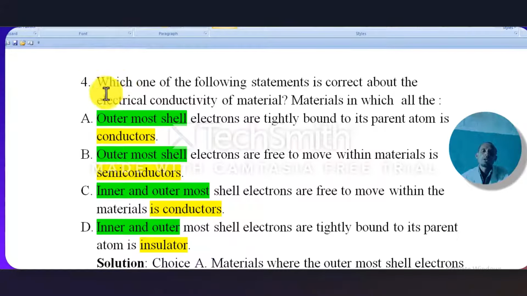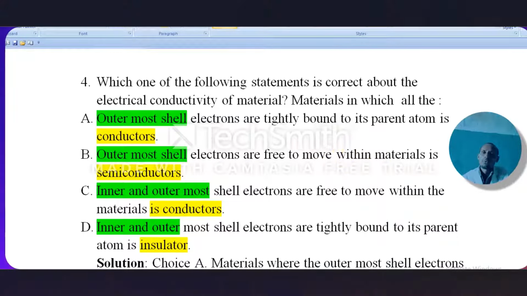When we come to the question, it asks which one of the following statements is correct about the electrical conductivity of a material. Choice A says a material in which outermost shell electrons are tightly bound to its parent atom is a conductor. Choice B says outermost shell electrons are free to move within the material is a semiconductor. Choice C says inner and outermost shell electrons are free to move within the material is a conductor. Choice D says inner and outermost shell electrons are tightly bound to its parent atom is an insulator.